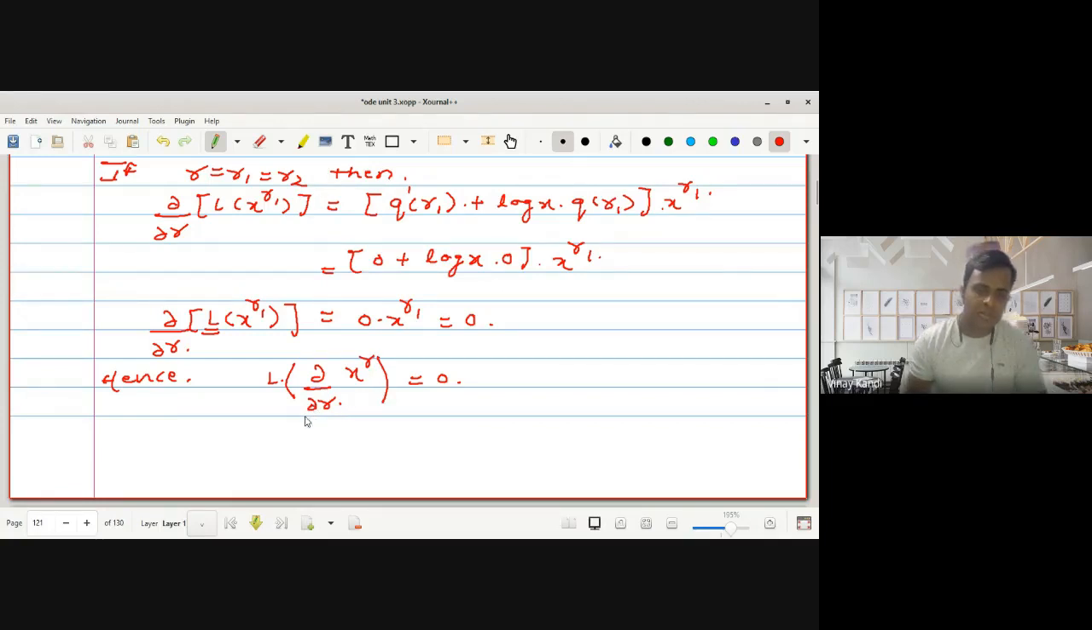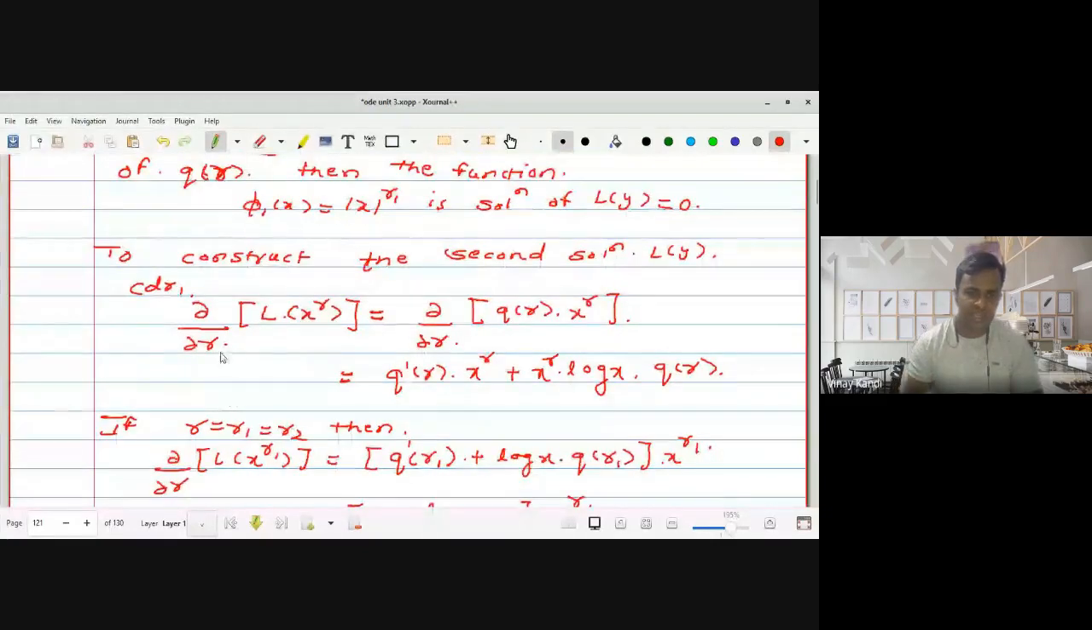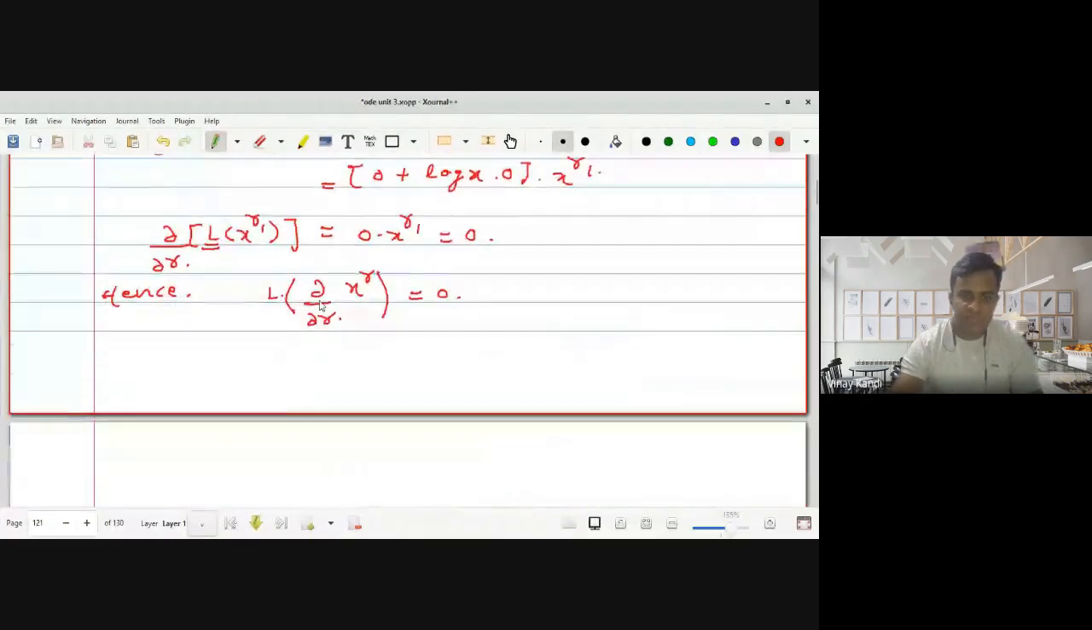Any doubt? What is a differential operator? It is a linear operator. This L is a linear differential operator. Since it is linear, we can take the operator inside. Now do you understand why we considered it this way? Because dou by dou r of x raised to r satisfies L of y is equal to 0. This one, dou by dou r of x raised to r, satisfies the given differential equation. Hence the second solution of the linear differential equation is also this one, dou by dou r of x raised to r. Give the reason here.